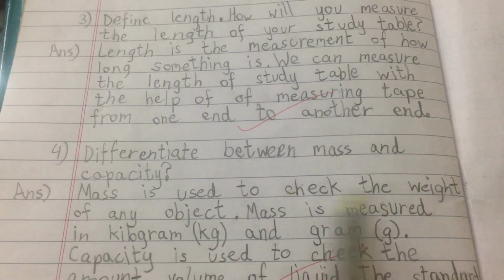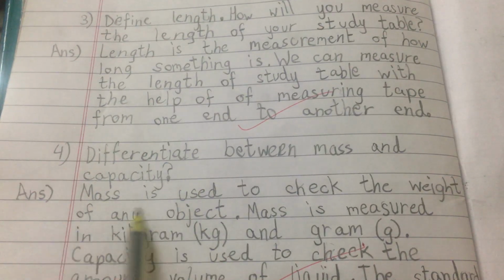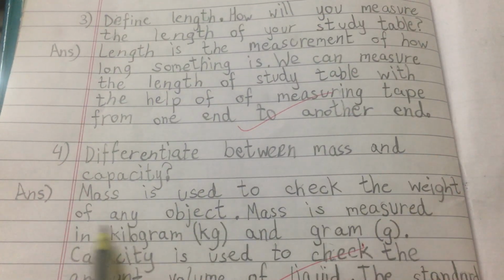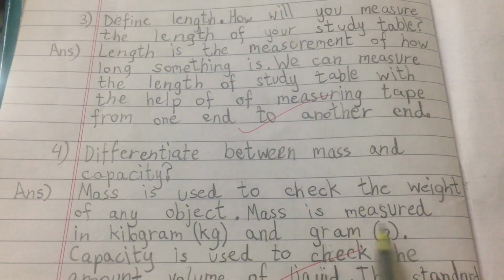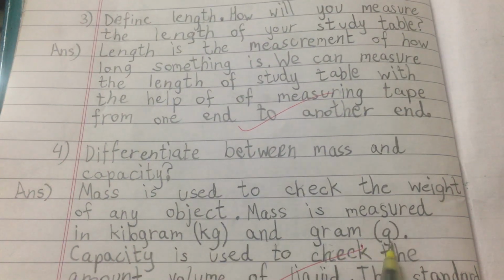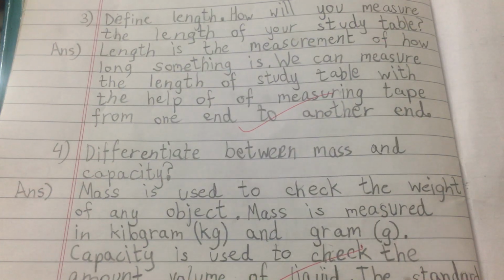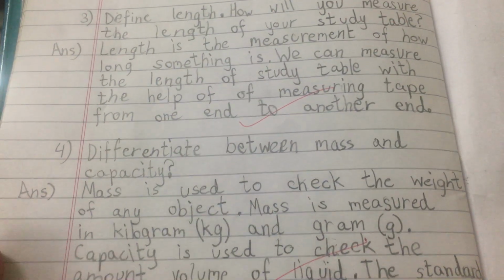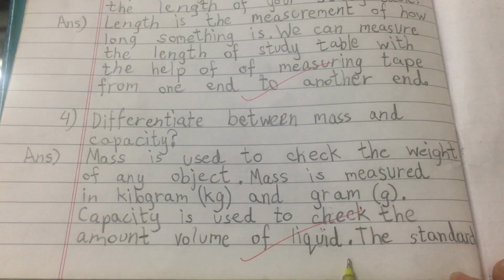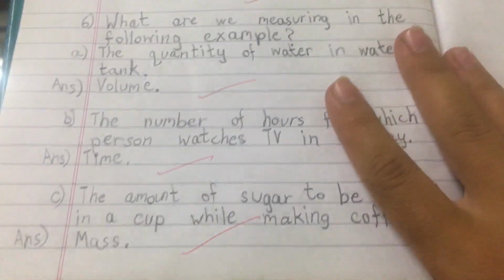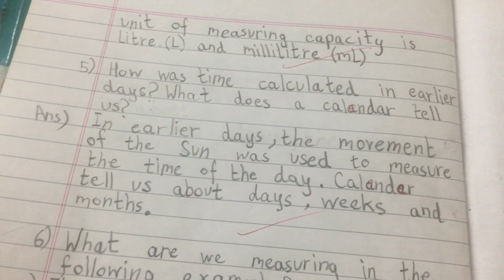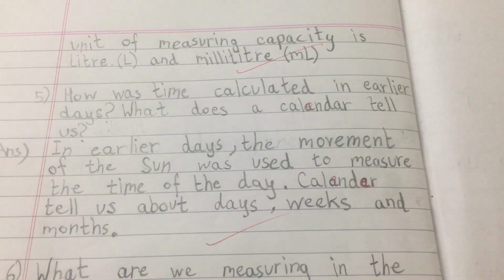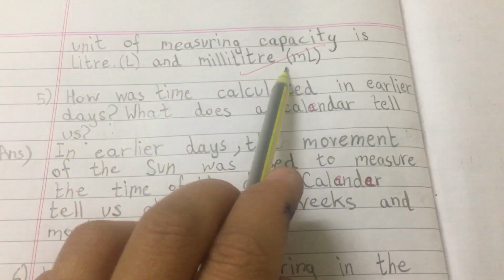Differentiate between mass and capacity. Mass is used to check the weight of any object. Mass is measured in kilogram and gram. Capacity is used to check the amount or volume of liquid. The standard unit of measuring capacity is liter and milliliter.